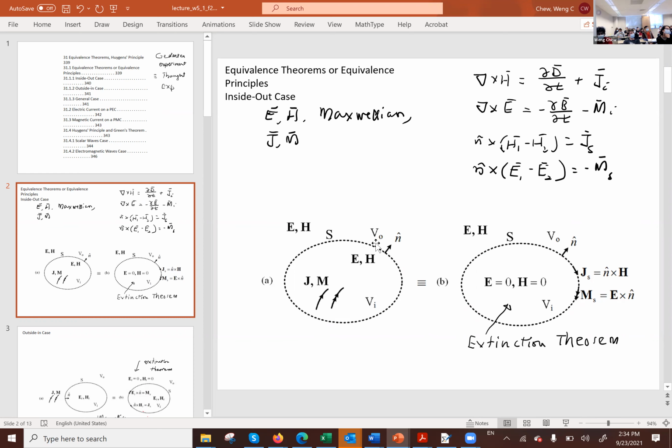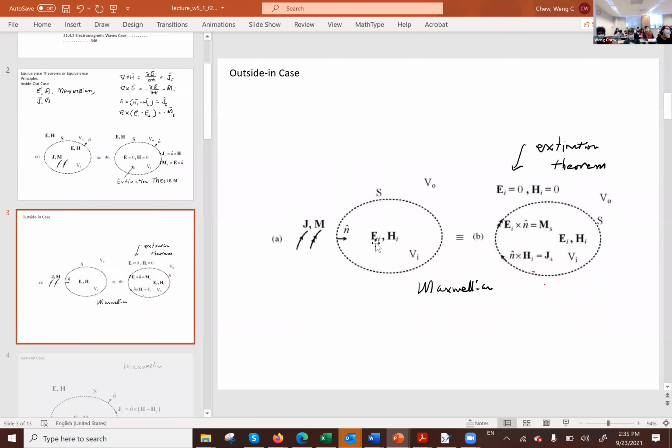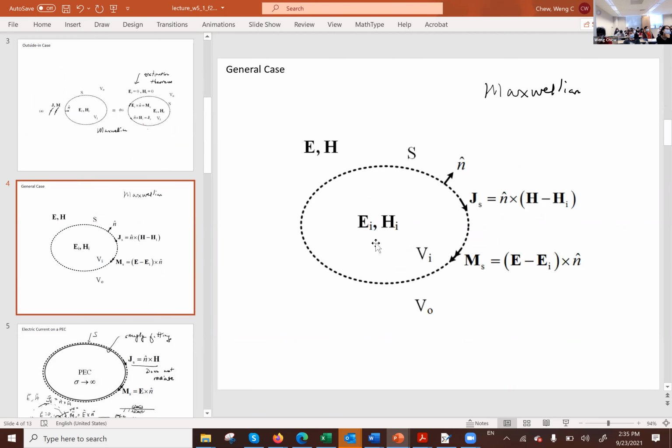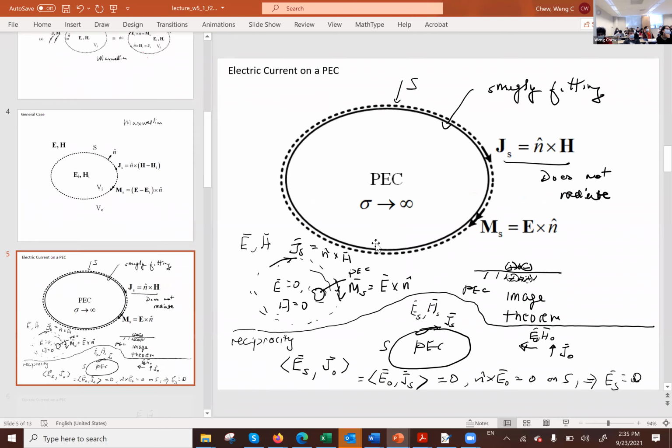So one more very interesting thing is that you have this extinction theorem, which says that the theory is quite, and you can make that happen on paper. You may not be able to make it happen in the lab. Very difficult to construct those problems in the lab. So you can do the other case too, which is the outside in case. You just turn things around and you can do things that is a combo for the first two cases.